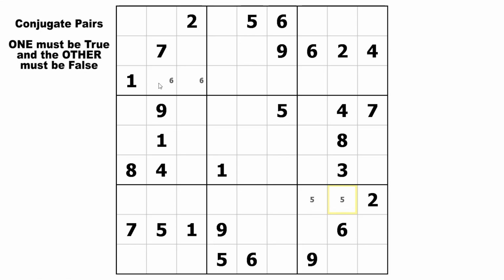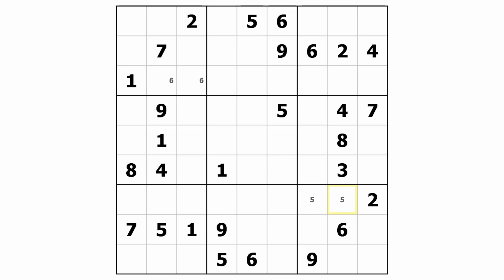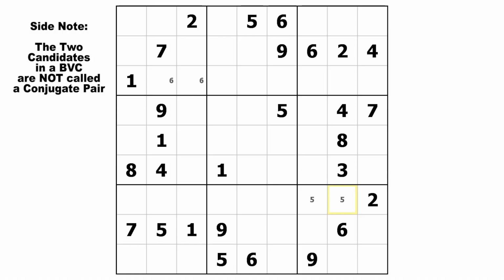So we know one of these 6s up here in row 3 must be true, and we know one of these 2 5s in row 7 must be true. Therefore, they are conjugate pairs. Those 2 6s are a conjugate pair, and these 2 5s are a conjugate pair. But please note that the 2 candidates in a bi-value cell also have this same relationship, i.e. that one must be true and one must be false. But the 2 candidates in a bi-value cell are not called a conjugate pair. This is because they will always be different digits. The term conjugate pair applies only to same-digit candidates, like you see here.